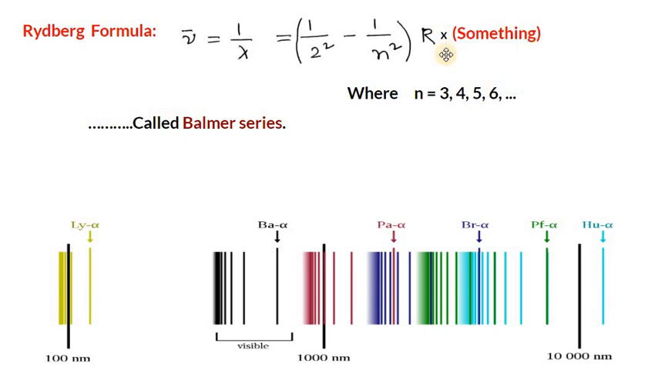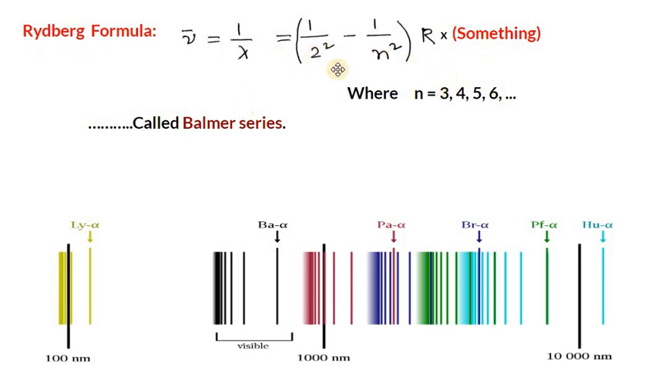But here we don't know about that. At that time, Rydberg didn't know what that was. So he just told the scientific community that something will be multiplied to the other terms. Okay, so what was that something? At that time, they didn't know, or Rydberg didn't know.